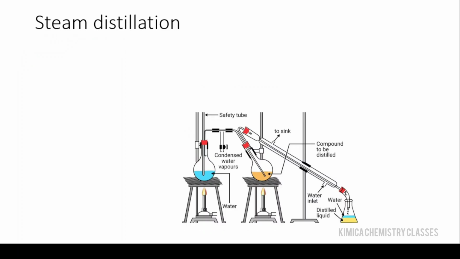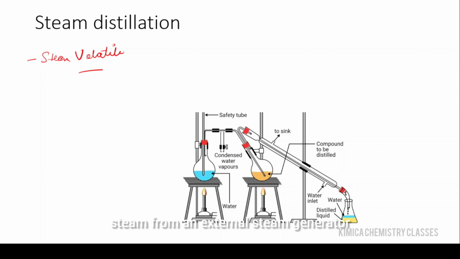Steam distillation. Steam distillation is a specialized technique used to separate substances that are steam volatile and immiscible with water. In this method, what happens? Steam from an external steam generator is passed through the heated flask containing the organic compound to be distilled.